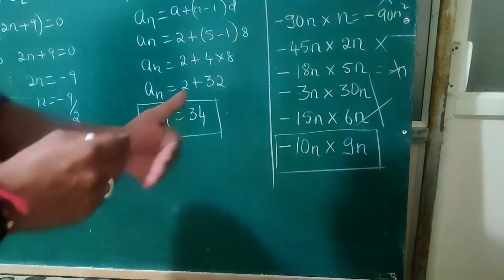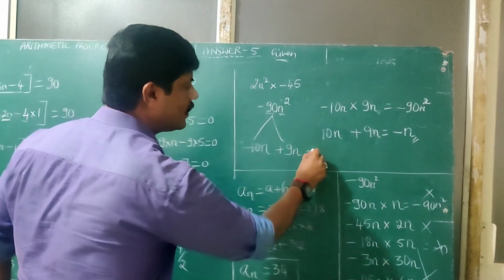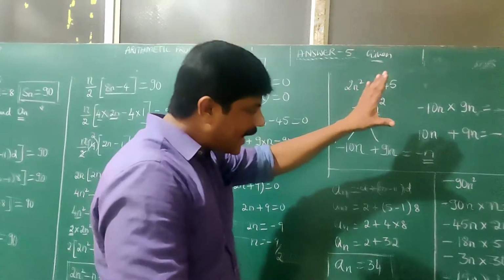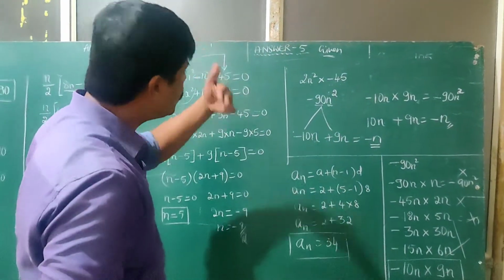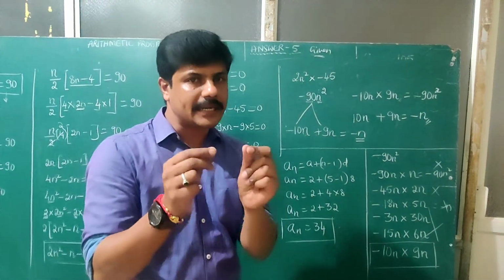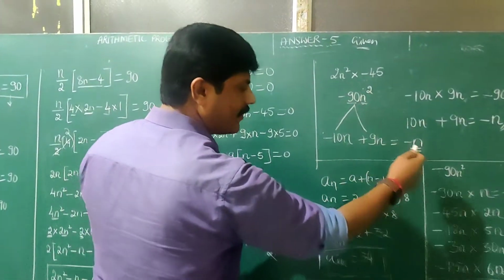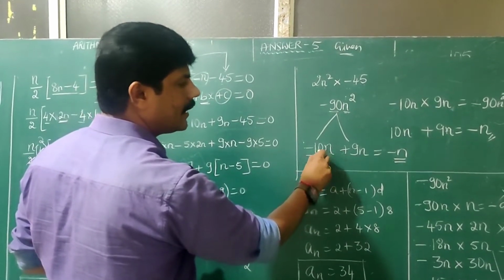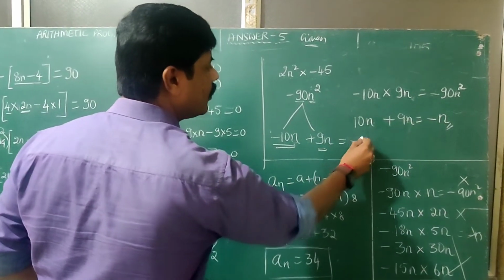If you add these factors, you can see that minus 10n plus 9n is equal to minus n. This becomes equal to the middle term. Therefore, various factors are available here, but I am choosing the factors that become equal to minus n after addition or subtraction. That is our aim here. So, minus 90n square has various factors, but we selected minus 10n and plus 9n. Why? Because it leads to minus n.